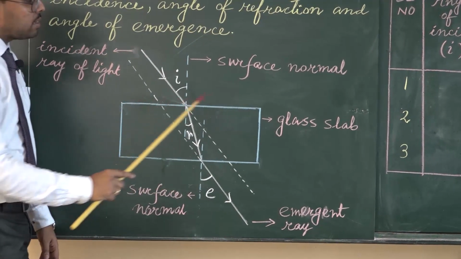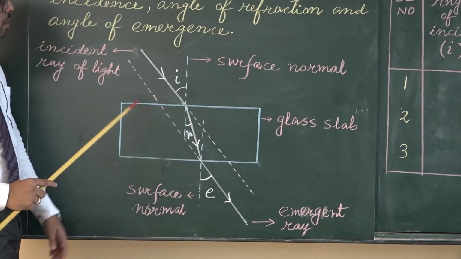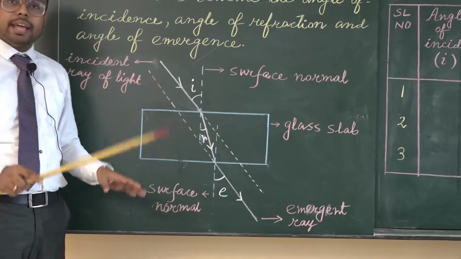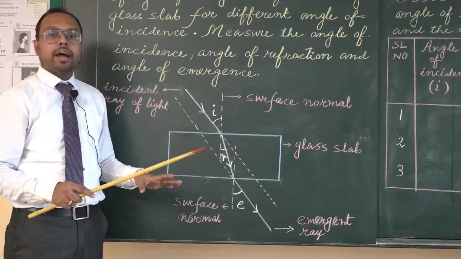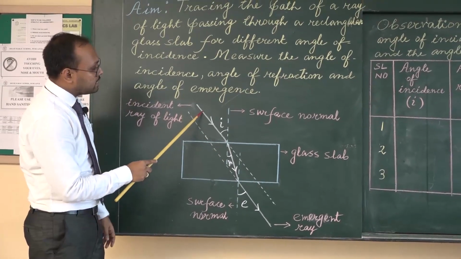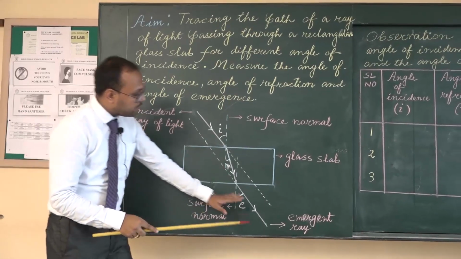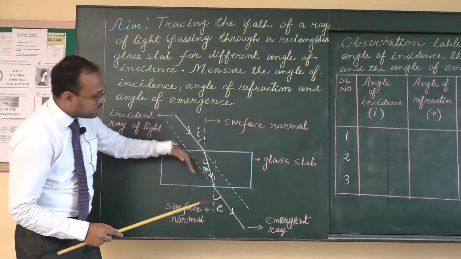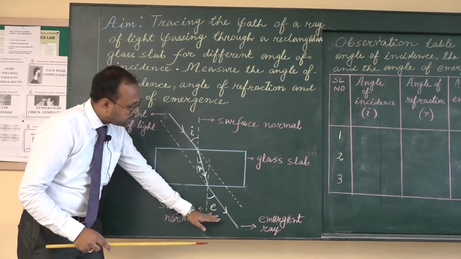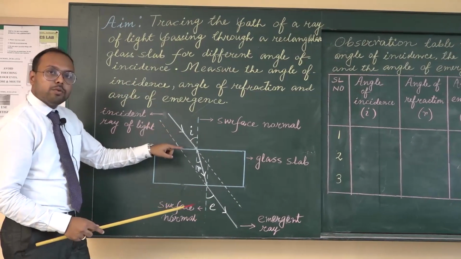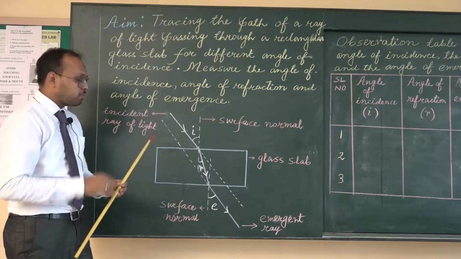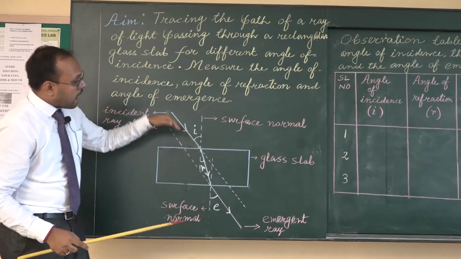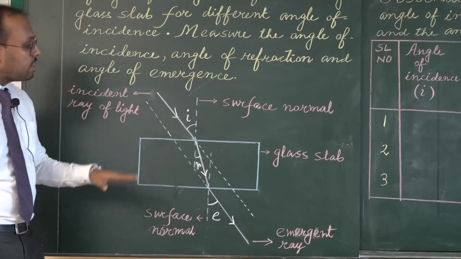Now, for this particular thing, what apparatus do we require? We need a glass slab, a board, a white page, and some long pins. The long pins we will be putting at these 2 points, and we will be observing them through this point, through the glass slab. So, what will happen? There will be shifting in the position of the pins when we observe through this side. That shifting we will observe, and we will take the help of another 2 pins and put them in this particular position to see how much deviation is happening for the ray.